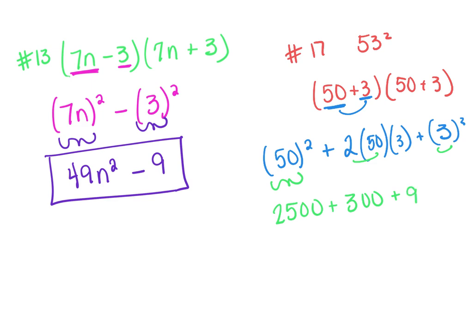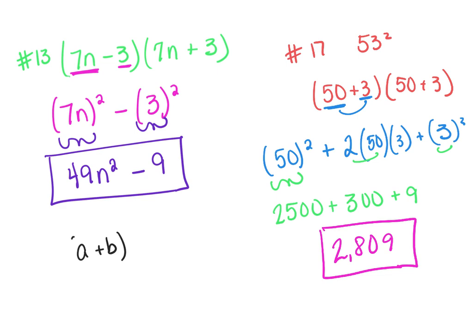These are two different special cases. So two special cases here. So here you're going to get 2809. So one special case is when you have the same two things added and subtracted. And that's just going to be the first one squared minus the second one squared.